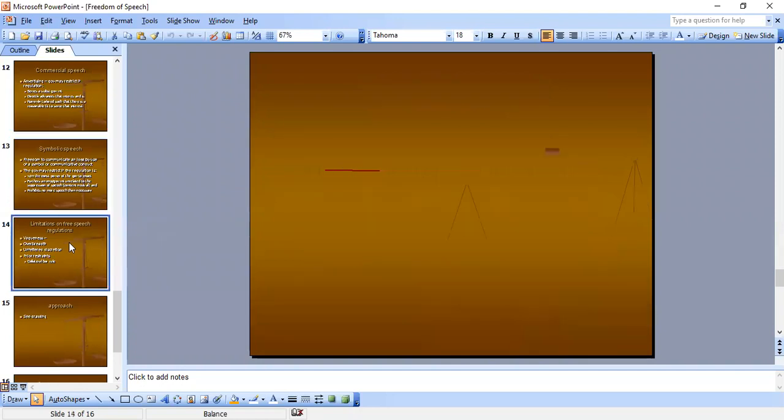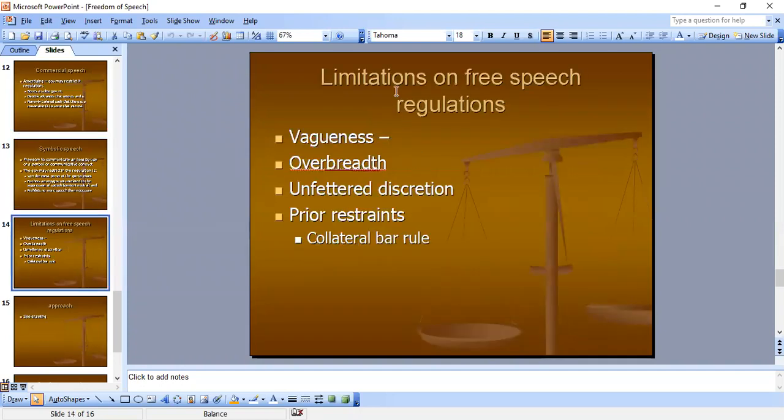Limitations on free speech regulations, okay? So these are the limitations. You do always have to throw these in. Is the regulation too vague? Is it overbroad? Is it unfettered discretion, or does it have any prior restraints? Let me give you some rules on all of these really quick here.